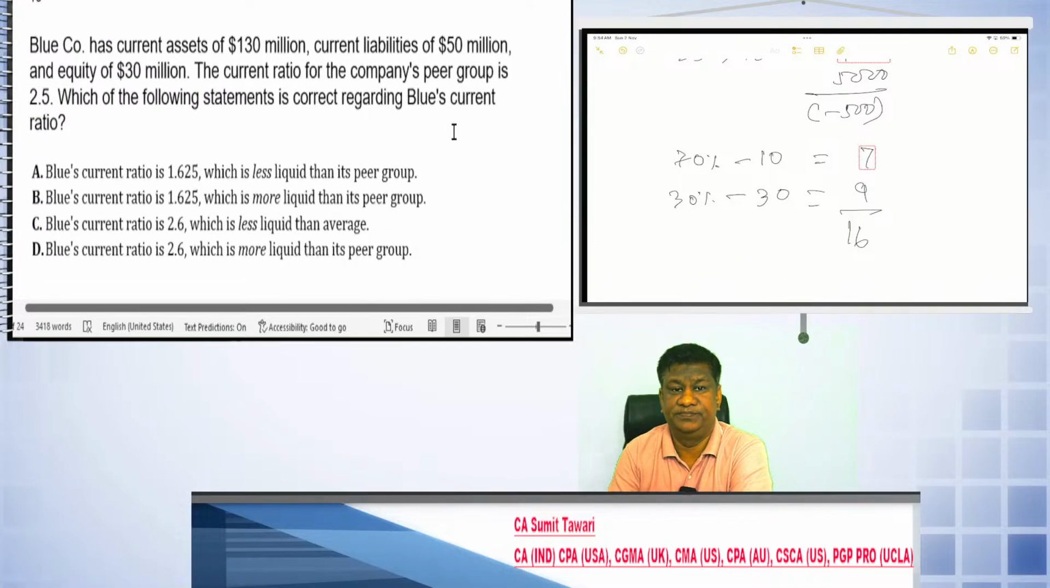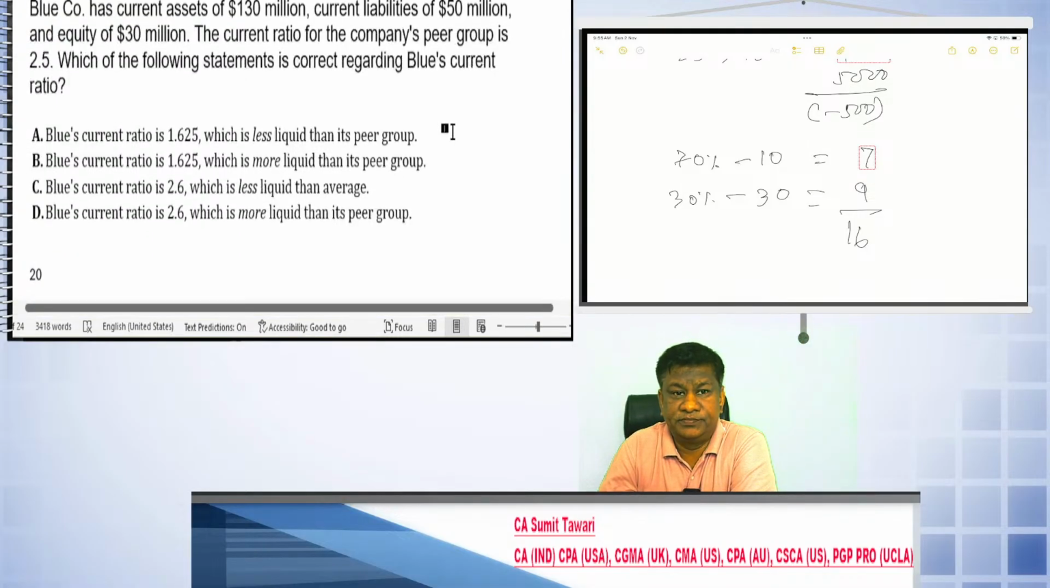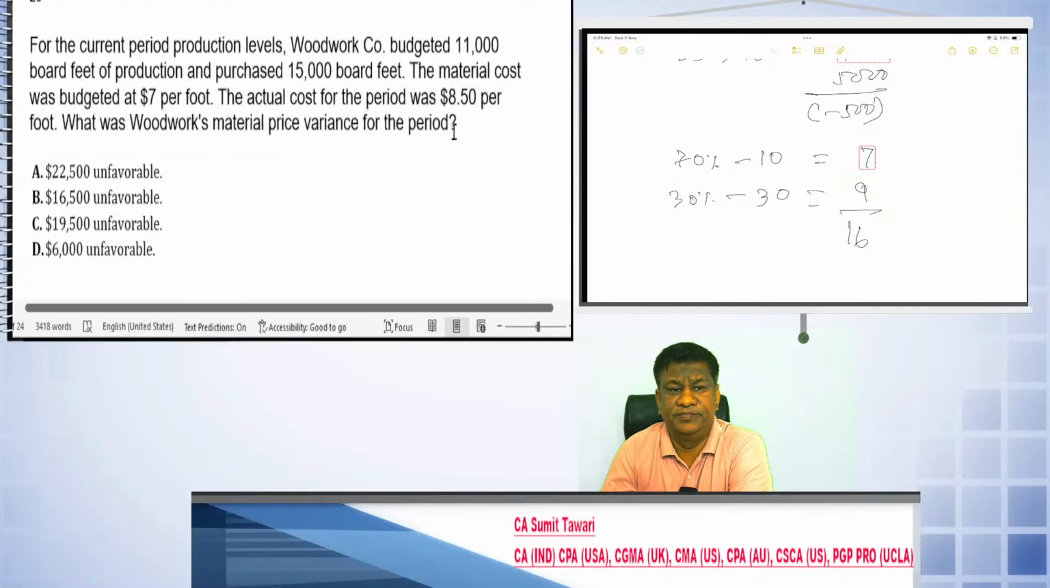Question number 19. Sir, I think we don't have to consider the equity of $30 million. Where the question arises as current asset, current liability, and equity, we should not consider it. So the ratio is 2.6. So, right, option D. Option D, correct. Question number 20.